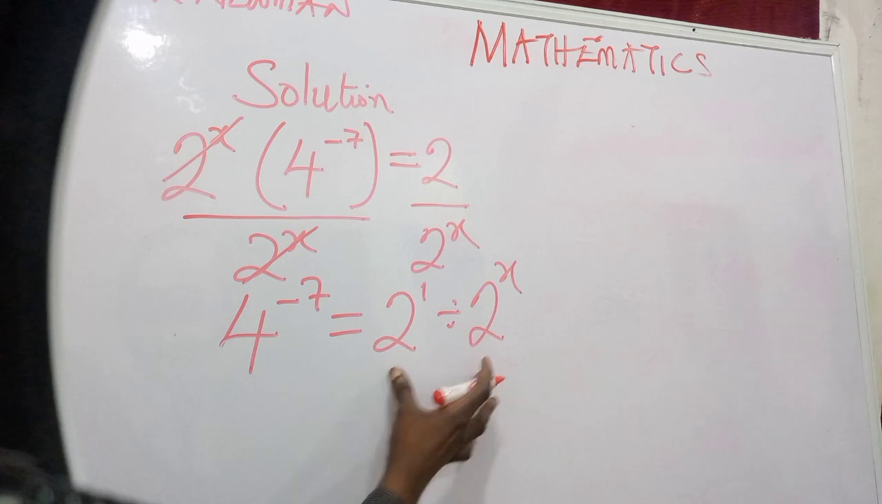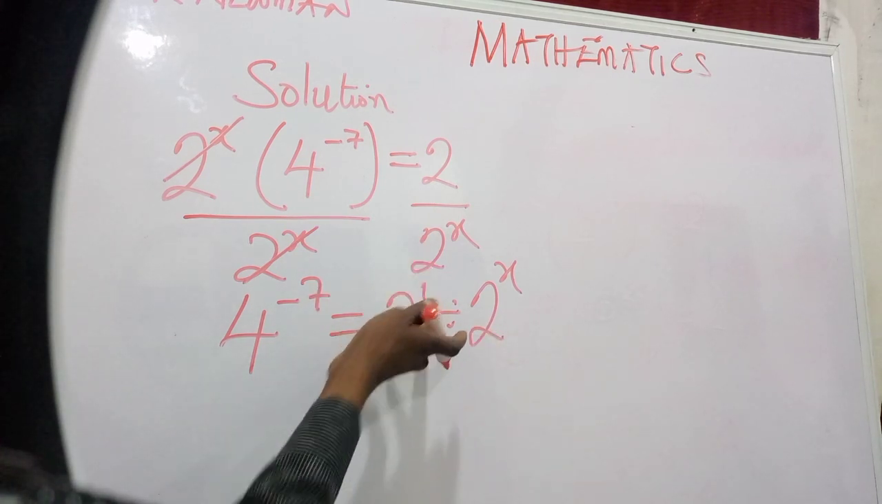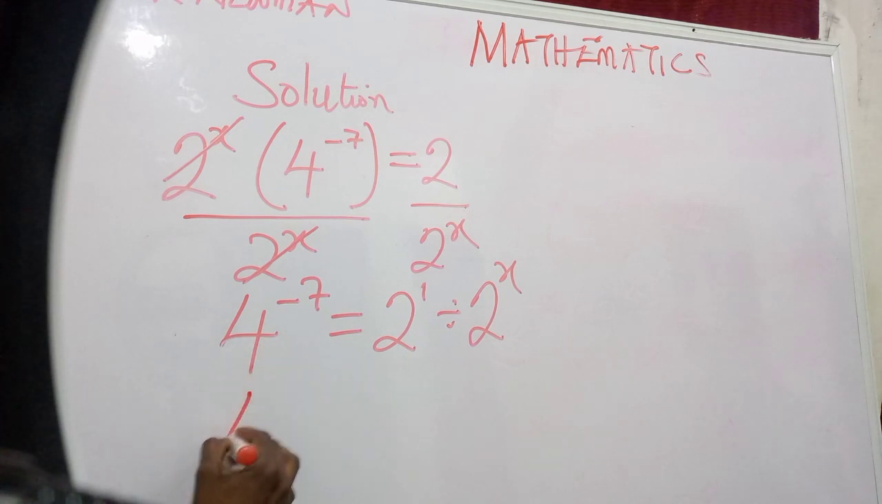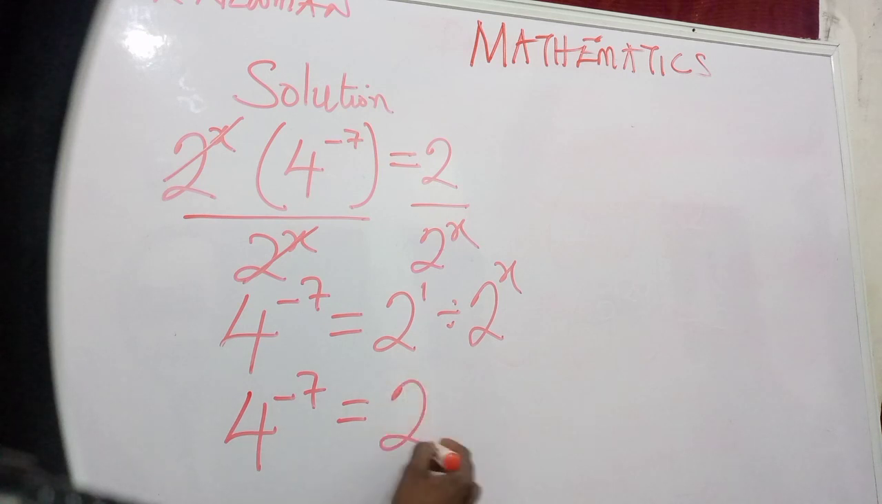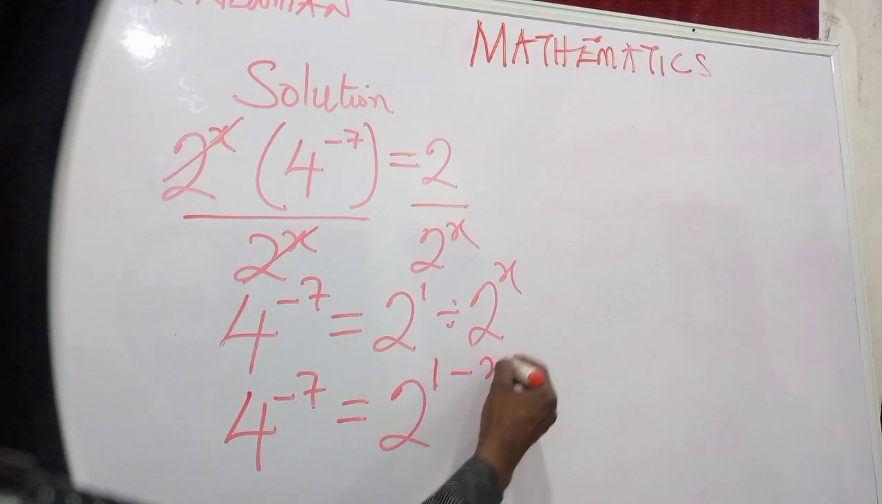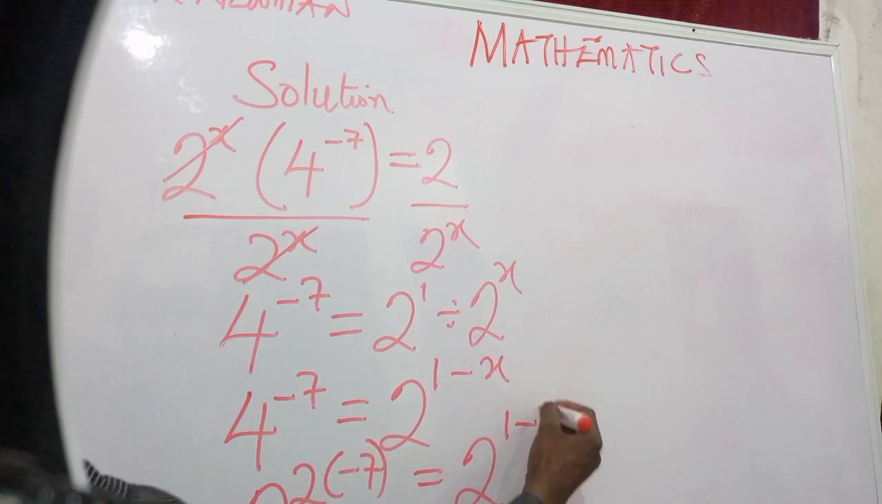This is the law of indices. When you have division, you can write it this way because 2 is the same thing as 2 raised power 1. So this becomes 2 raised power minus 7 equal to 2 raised power 1 minus x, because they have equal base and division is equal to minus. So from here you can equalize the base. This can be 2 raised to power 2, then minus 7, is equal to 2 raised power 1 minus x.